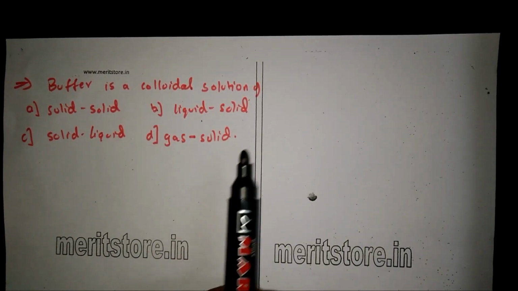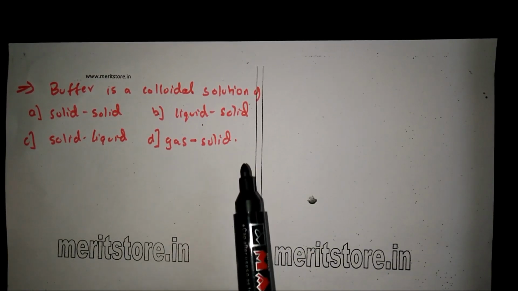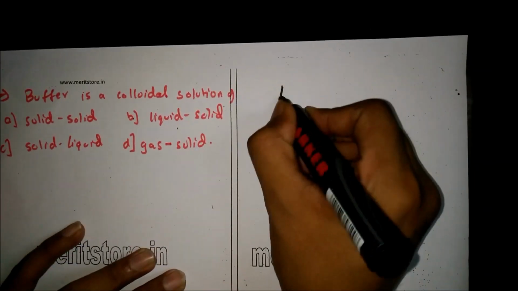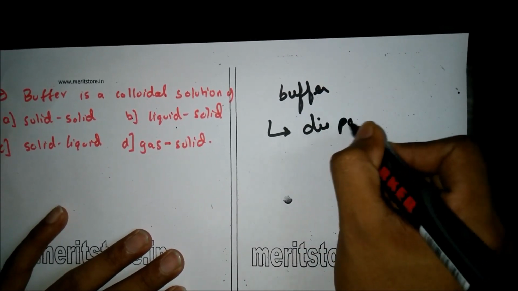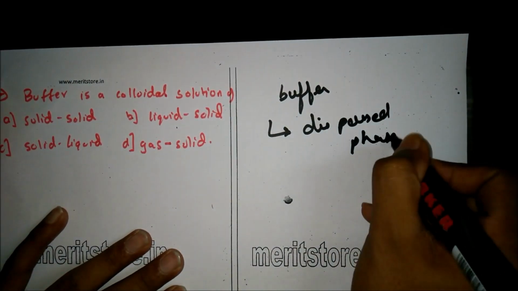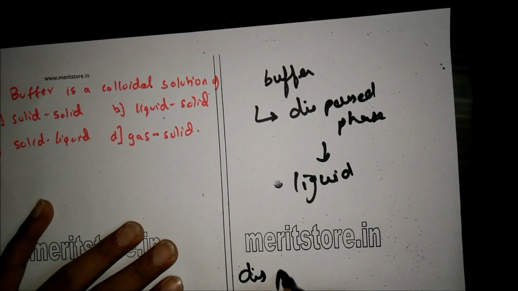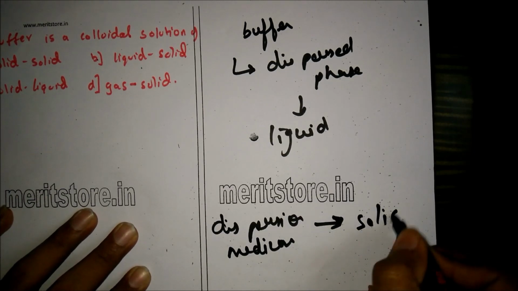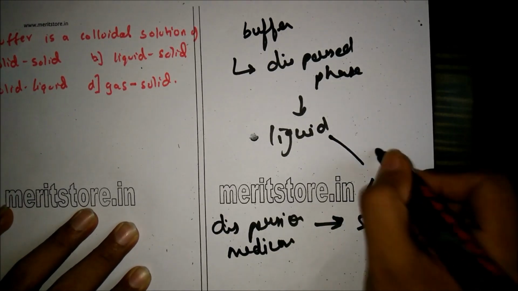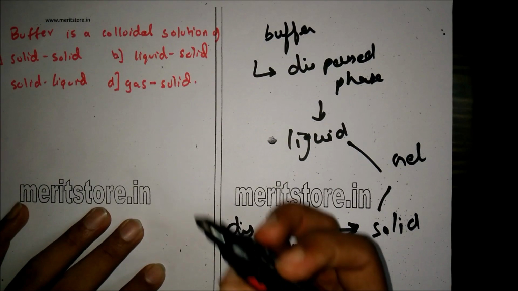Butter is a colloidal solution of: A. solid-solid, B. liquid-solid, C. solid-liquid, and D. gas-solid. Now, in butter, the dispersed phase is liquid, while the dispersion medium is solid. Therefore, butter is basically a gel. Therefore, it is a liquid-solid colloid. Therefore, the correct answer here is option B.